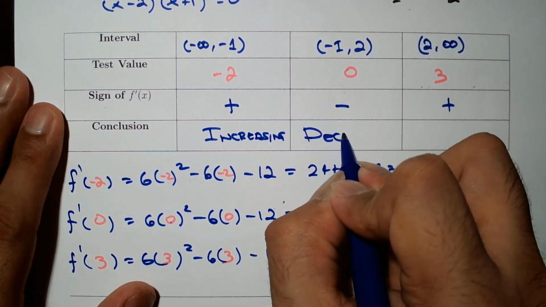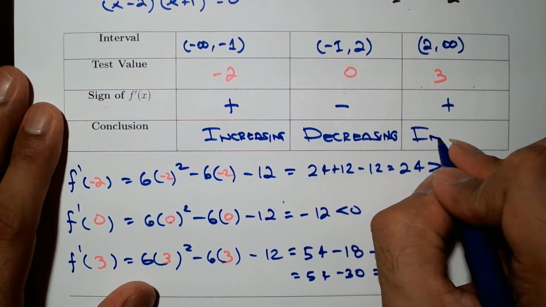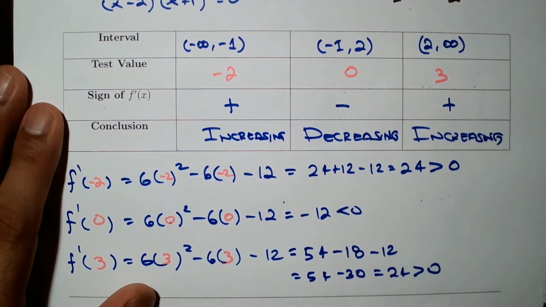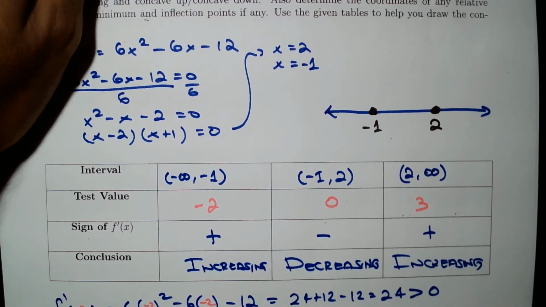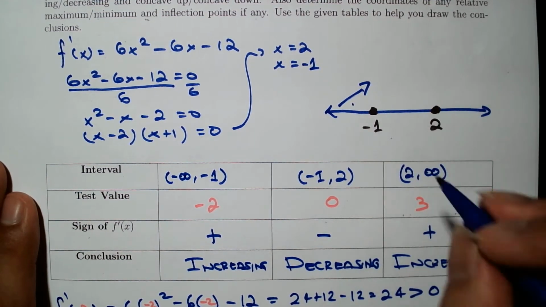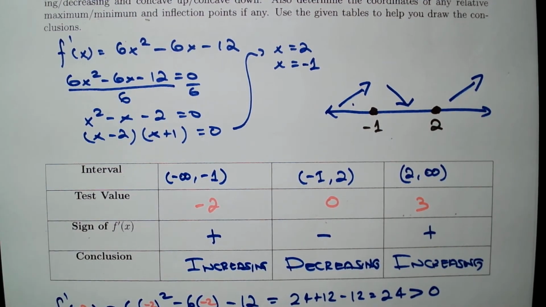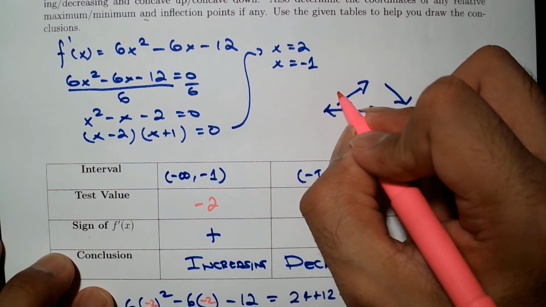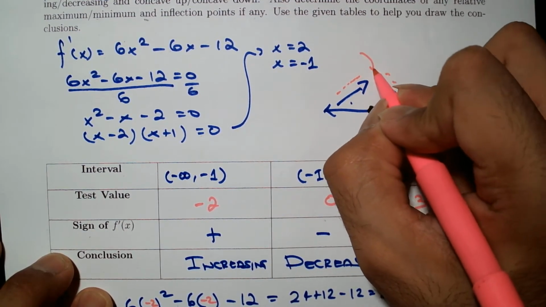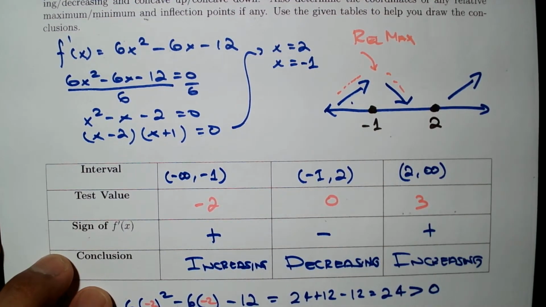Okay, conclusion: increasing, decreasing, and increasing again. So that means it's going upwards, it's increasing, then it's going down, and then it's going up again. From this behavior, from going up to going down, here we reach a relative max.